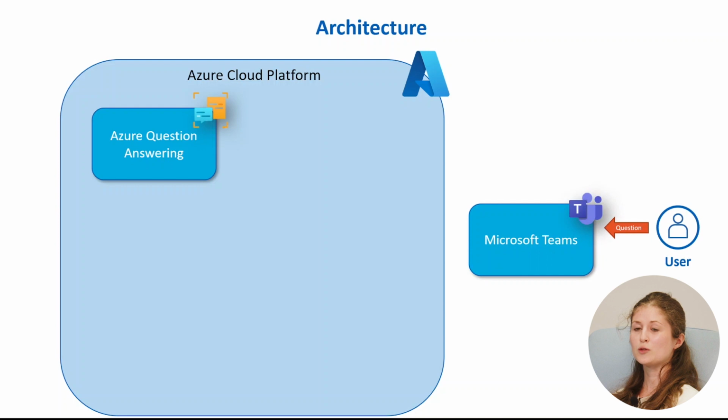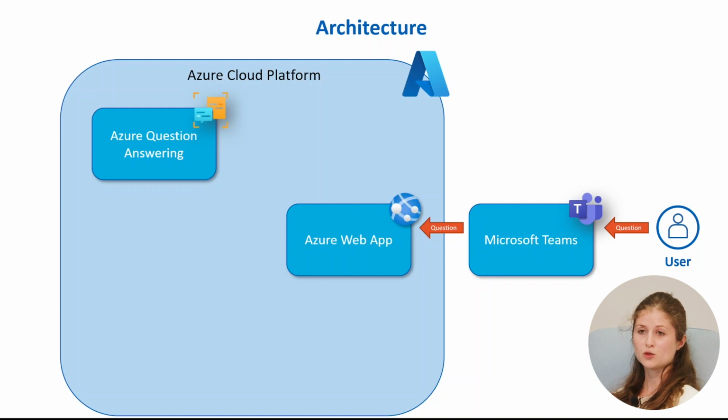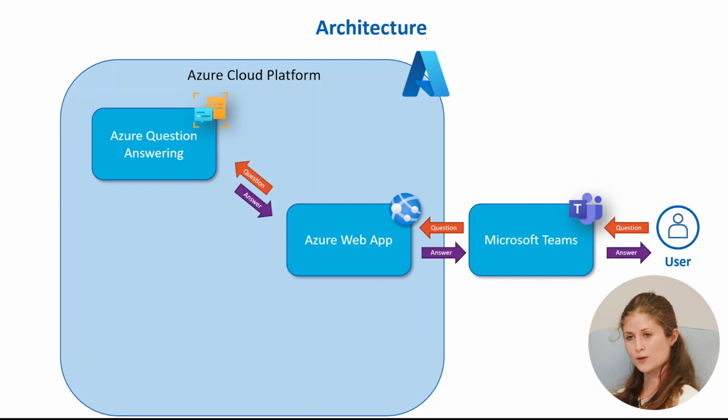The end user will query the chatbot live from Microsoft Teams directly. When a user asks a question to the chatbot, it is first sent to a web app containing the chatbot's code. You can also use a function app instead of a web app if you prefer. And then the question will be sent to Azure Question Answering, which retrieves the best answer compared to the question and sends the answer back to the user.